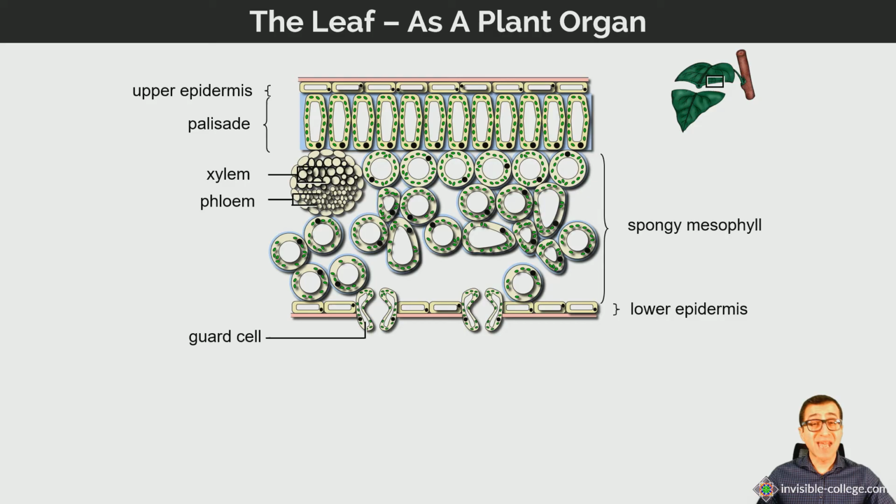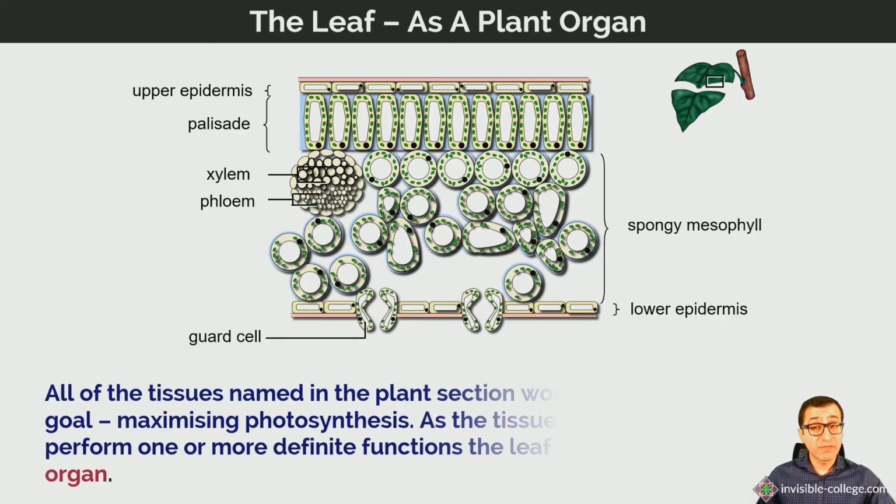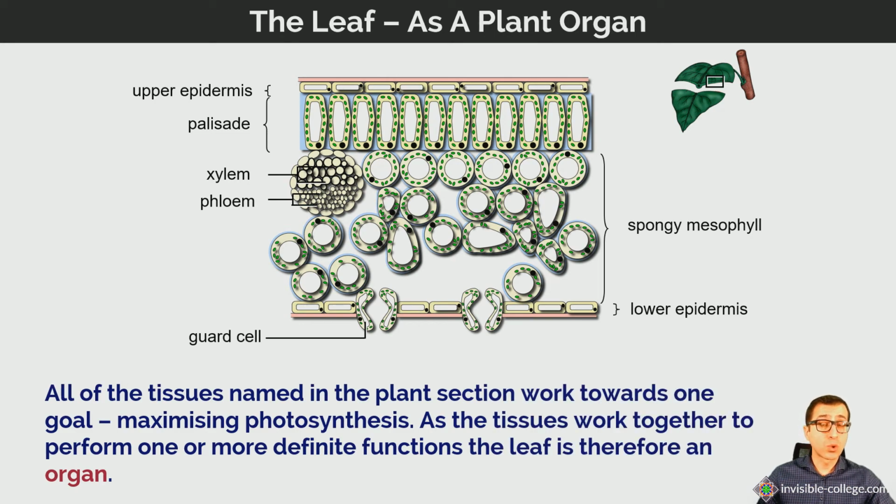So all of the tissues named in this plant section work towards one goal, maximizing the rate of photosynthesis. As the tissues work together to perform one or more definite functions, the leaf therefore is referred to as an organ.